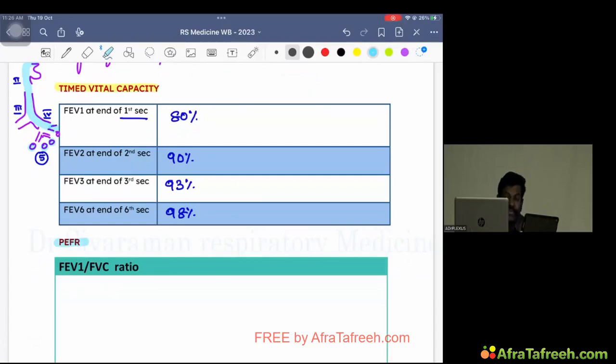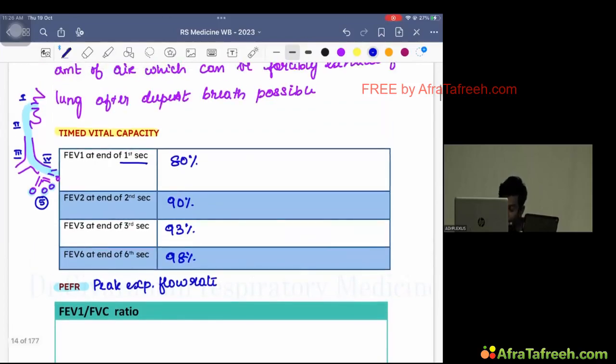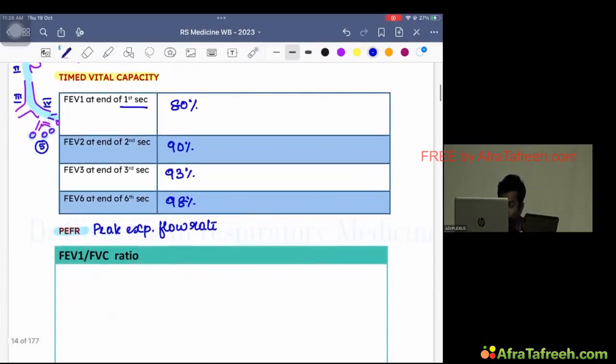Next is PEFR. What is PEFR? PEFR is peak expiratory flow rate. If the same diagram is used, here you have larger airways and smaller airways. Initially the air is going to come out from the larger airways, followed by the smaller airways. So this peak expiratory flow rate will tell the caliber of your larger airways.